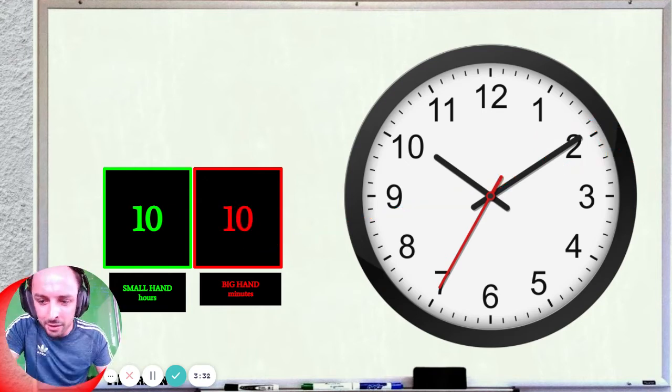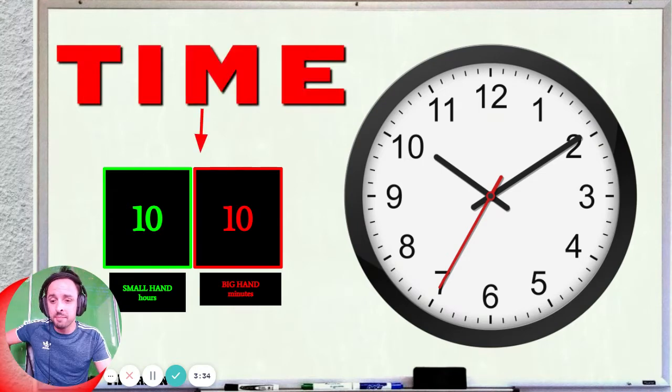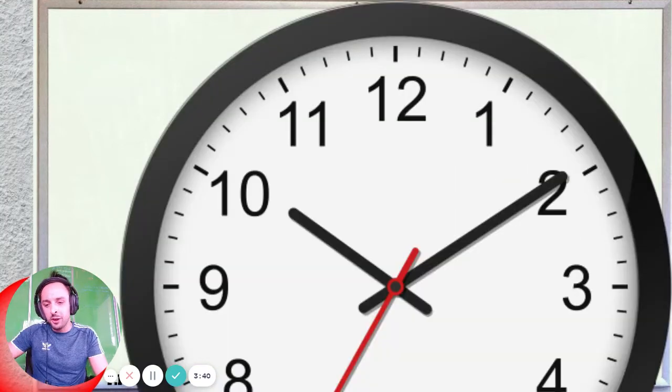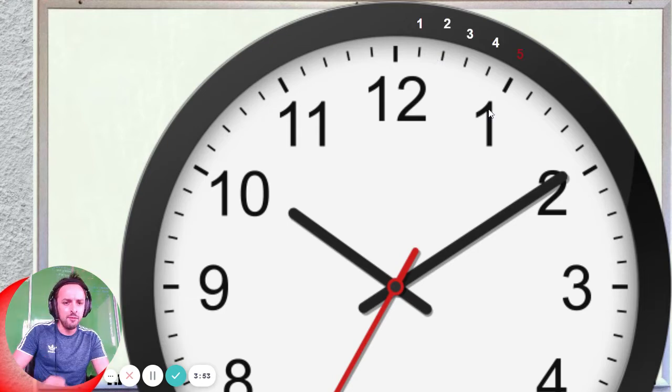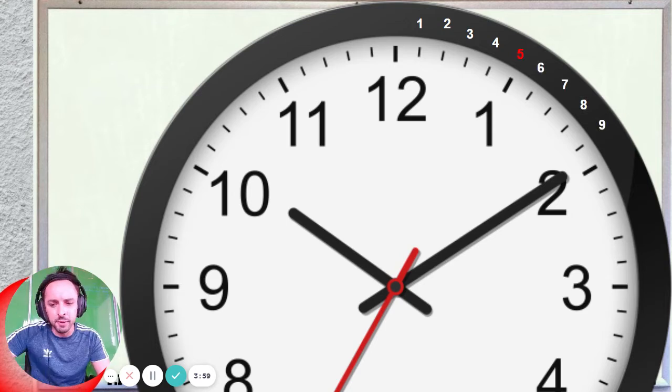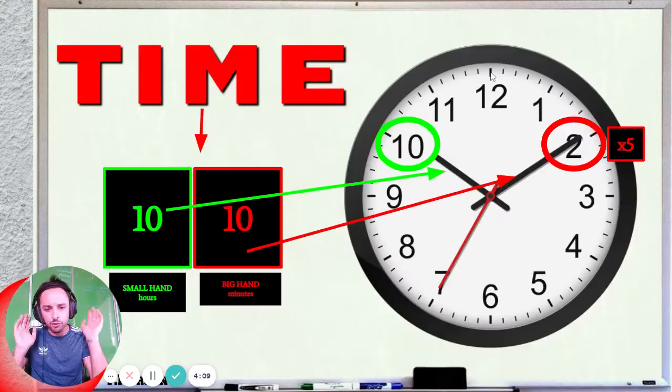We've done this clock before. Just the hours and the minutes is time. Now let's go through the minutes. Remember, these are your minutes, these little lines here. That's 1 minute, 2 minutes, 3 minutes, 4 minutes, and then when we get to 1, it's 5 minutes. Then we go 6, 7, 8, 9, and when we get to 2, 10 minutes. Each gap here is 5 minutes.